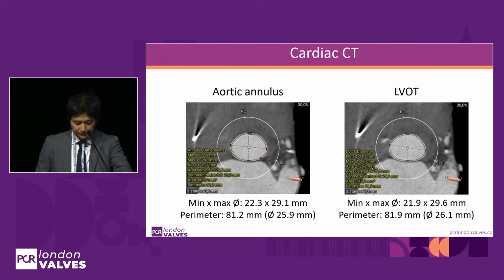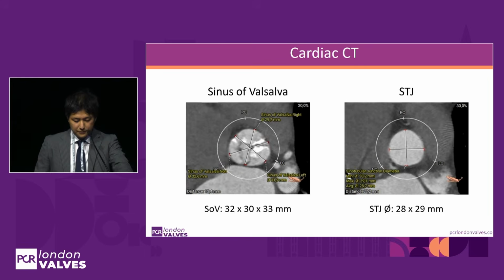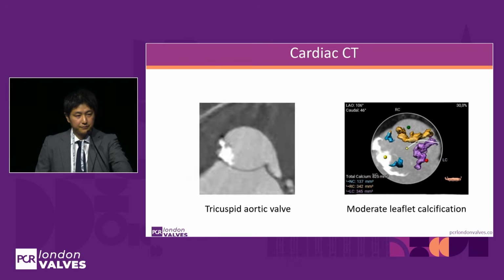Also, he had moderate coronary artery disease, but FFR was negative, so we deferred the PCI, and he also had good renal function. If you look at the cardiac CT, you can see the slightly elliptic aortic annulus, and the area of the annulus is around 110 millimeter square and perimeter of 81 millimeter, which is equivalent to the perimeter diameter of 26. The size of the LVOT is very similar to the annulus, but slightly bigger than the annulus.